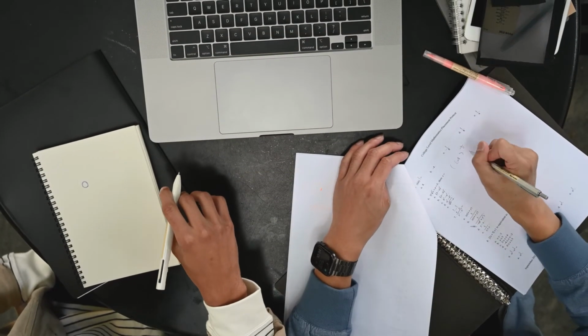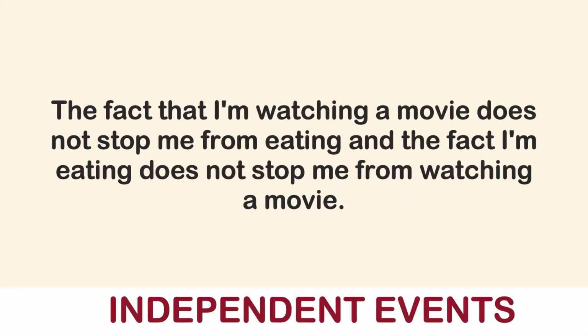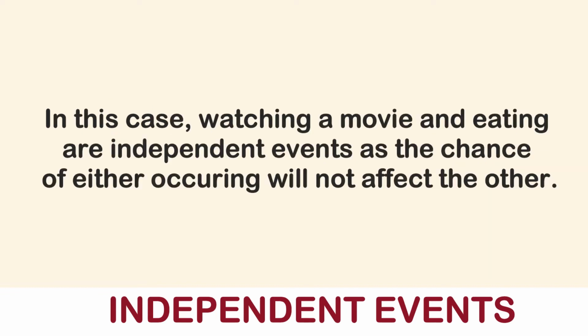Let's take, for example, the events of watching a movie and eating. The fact that I'm watching a movie does not stop me from eating, and the fact that I've eaten does not stop me from watching a movie. In this case, watching a movie and eating are two independent events, as the chance of either of them occurring does not affect the other.